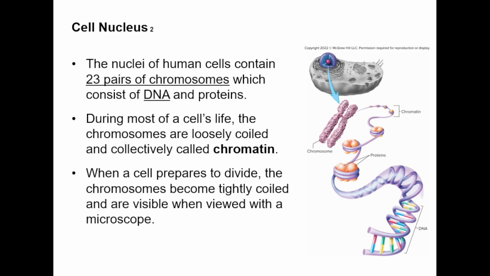All right? So, when does your chromatin become a chromosome? When cell division is about to happen. So, as said in the bullet, when a cell prepares to divide, the chromosomes become tightly coiled and they become visible under the microscope. Okay?